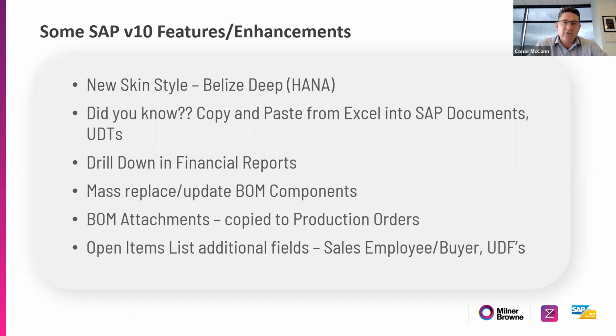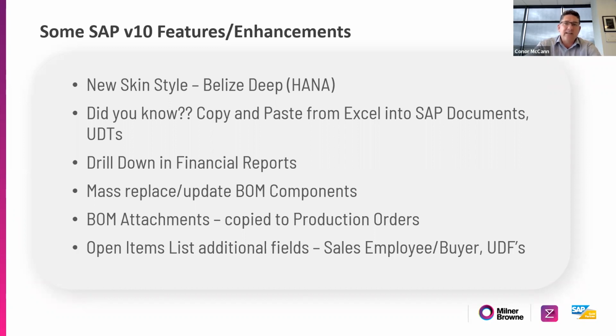There's a new function in version 10 around updating bill of materials components, where you can mass replace and change one component to another component, or update components en masse across all of your bill of materials or across selections. That's a powerful tool. And the production side of things, if you've got attachments to your bills of materials, when you create a production order, those attachments will now flow into the production order.